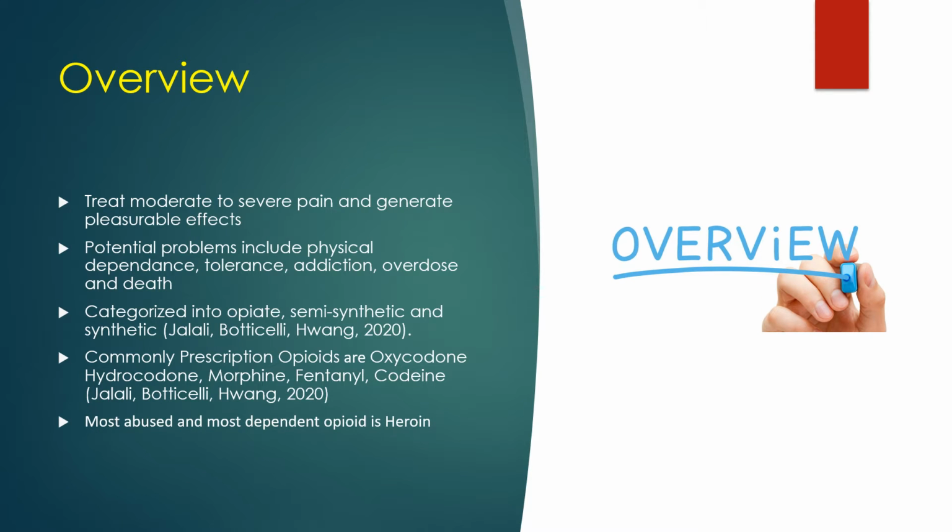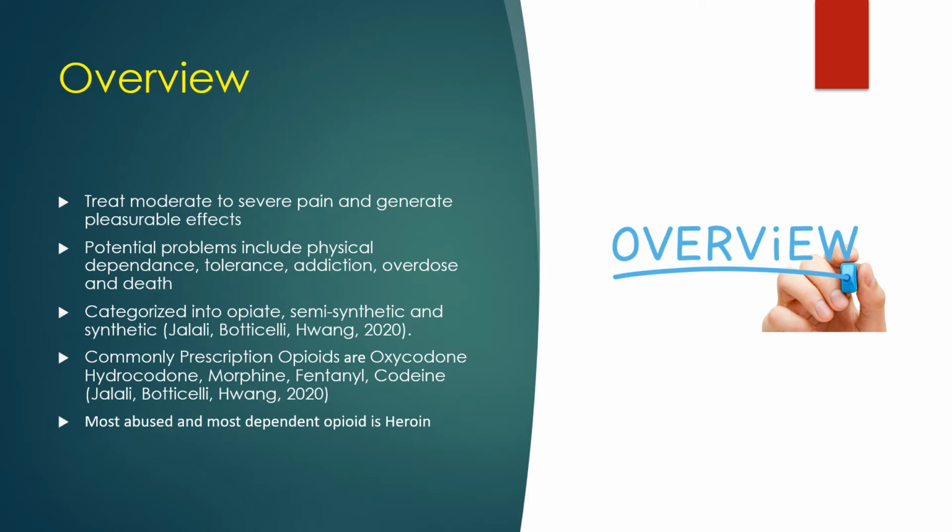Let's talk about a general review on this topic. Opioids interact with opioid receptors on nerve cells to alleviate pain and create a pleasant sensation. It is approved for the treatment of moderate to severe pain. Opioid effects can motivate the person to repeat the behavior, leading to increased tolerance, dependence, addiction, overdose, and death.